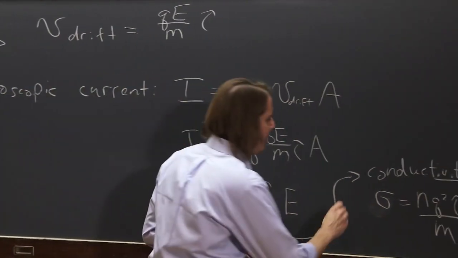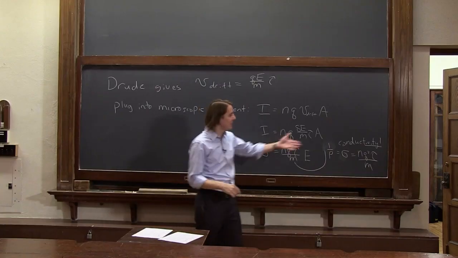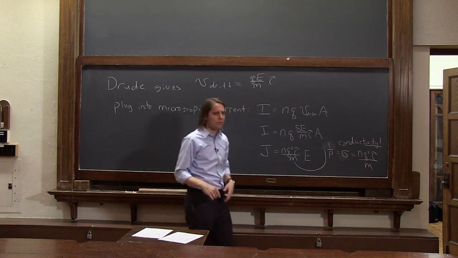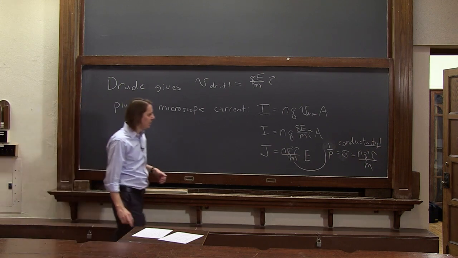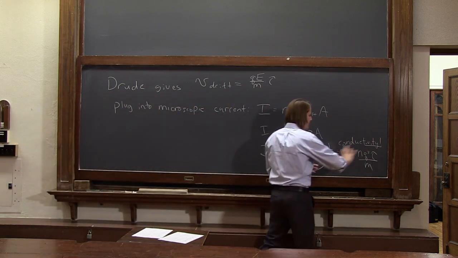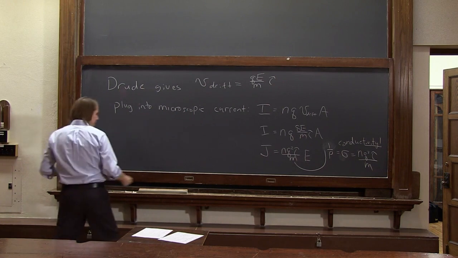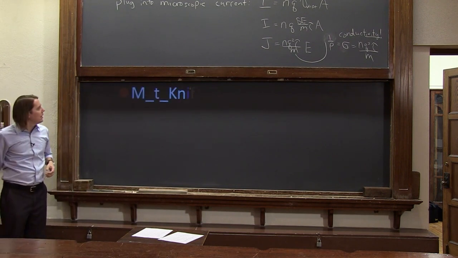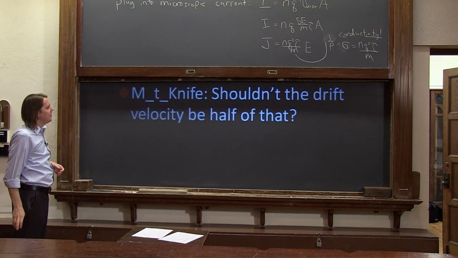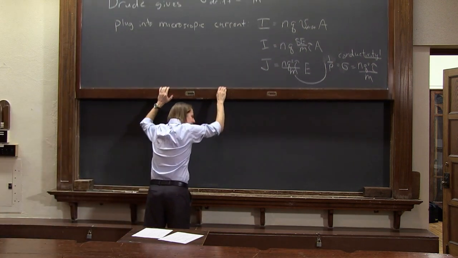So this is conductivity. Sometimes we use the resistivity, and that's simply 1 over the conductivity. It's M over N Q squared tau. So those two we use sort of interchangeably. So you can see that the Drude model gives you an answer that kind of makes sense, and if we worked out the units, they work out as well. And I can see we have a question about the Drude model. Shouldn't the drift velocity be half of that? Oh, yes, I know what they mean.